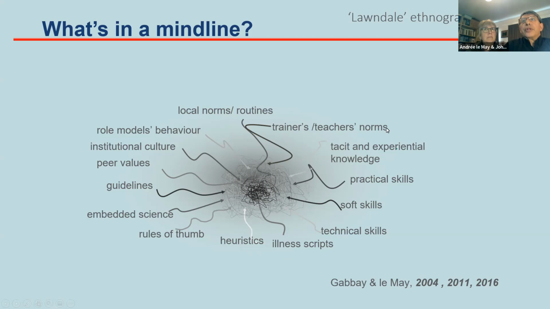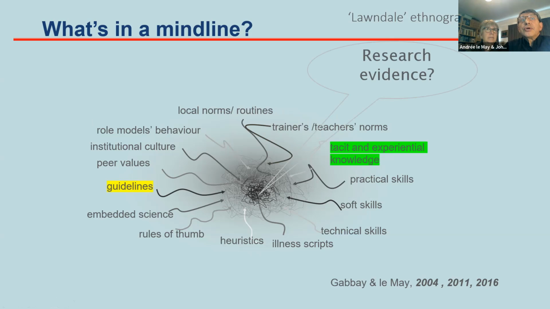They will have taken on board their teachers and trainers' norms and views. They'll have learned what's done around here, the local norms and routines and the role models that they admire and people that they want to be like. And they'll have picked up institutional culture. We don't do that here. Okay, I'll do something else. Peer values. And of course, in there are the guidelines. What you don't see is research evidence. People don't talk about research evidence. And our job as researchers is somehow to weave the research evidence into this complex mess.